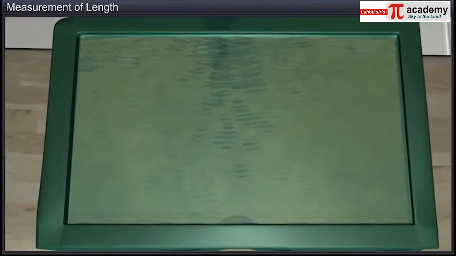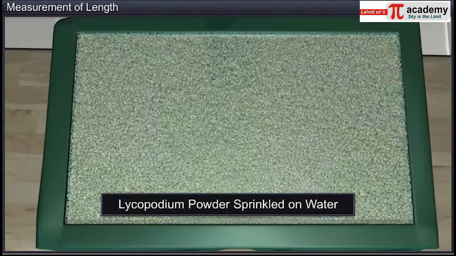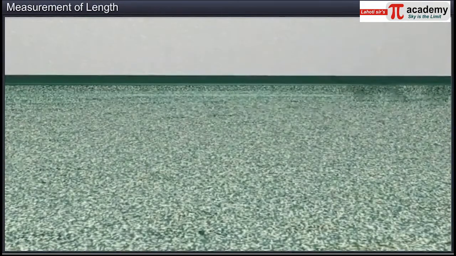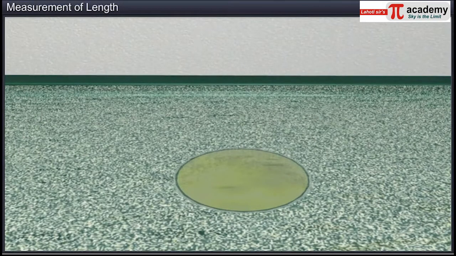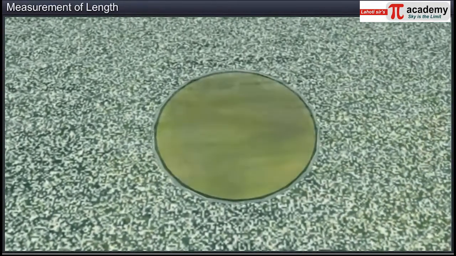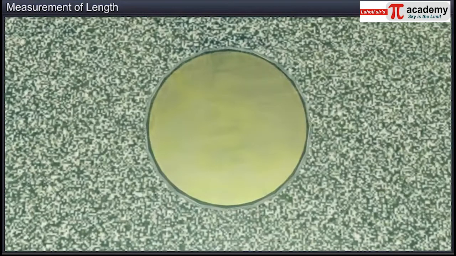Next, we take water in a large trough and sprinkle some lycopodium powder on its surface. Lycopodium powder is a yellow tan powder that spreads uniformly throughout the surface of water, forming a thin layer. Then, put 1 drop of alcohol oleic acid solution in this trough. The oleic acid drop spreads into a thin, large and roughly circular film of molecular thickness on the water surface.